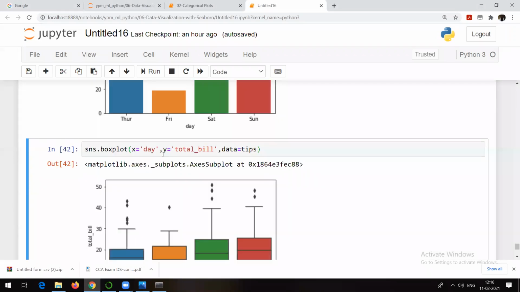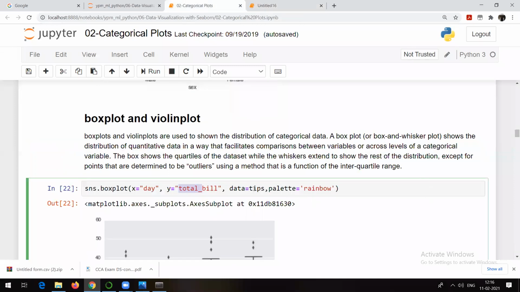Okay, so that is about box plot. Like this, you can have it again. I have given the day and total bill example here. You can go and try it out for other things. Similarly, here also some fancy things are available, like palette. We already talked about palette.